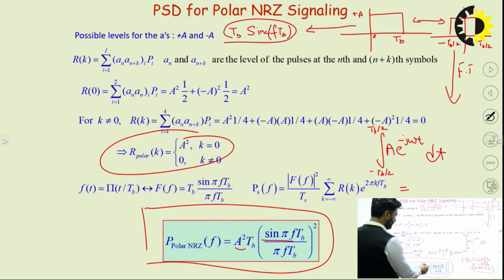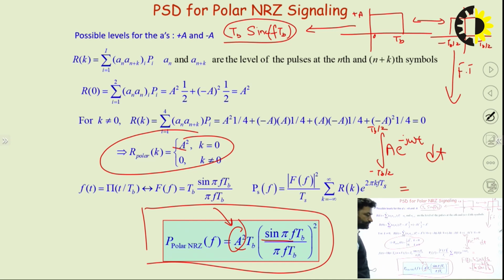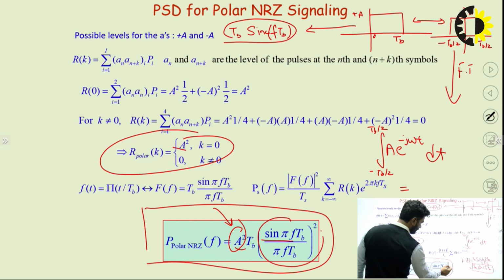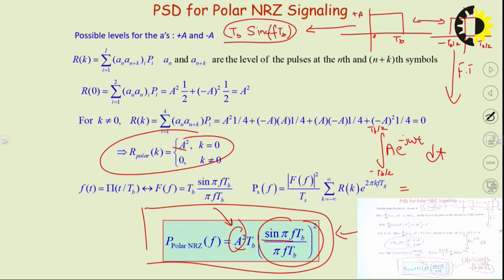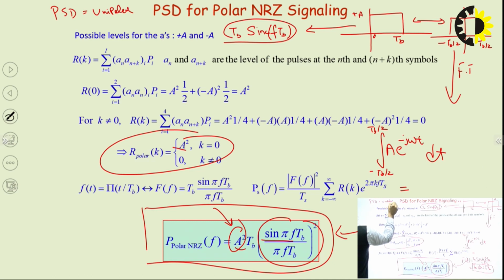Now, see here, this A² is coming from the autocorrelation function, right, when k equals 0, and this is coming from the Fourier transform of this pulse. Now, this is the PSD for polar NRZ. Similarly, we will find out the PSD for unipolar, and the PSD for bipolar.